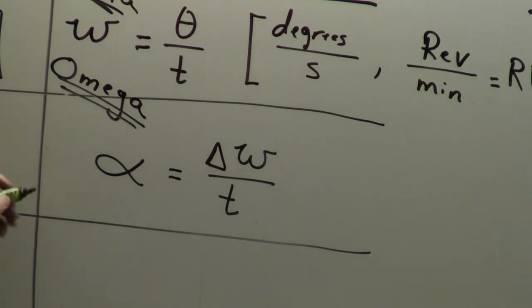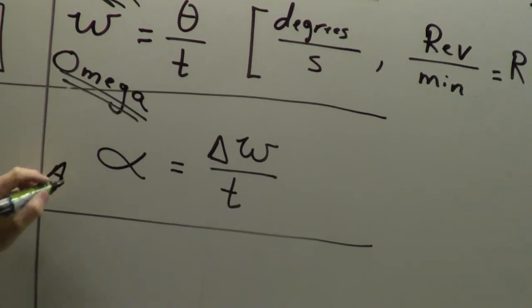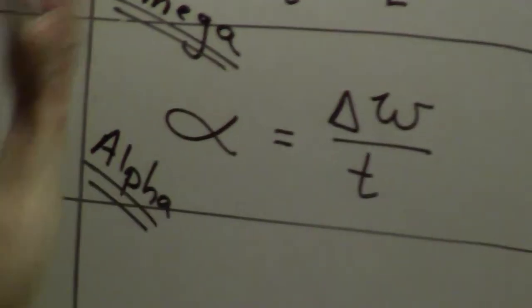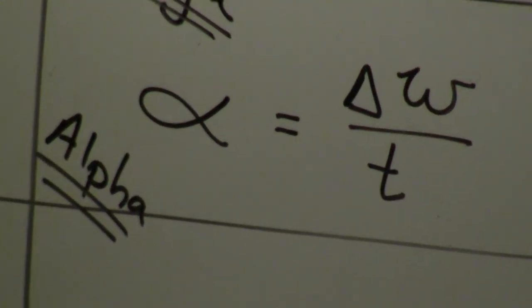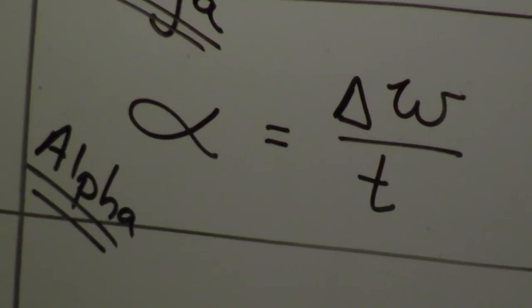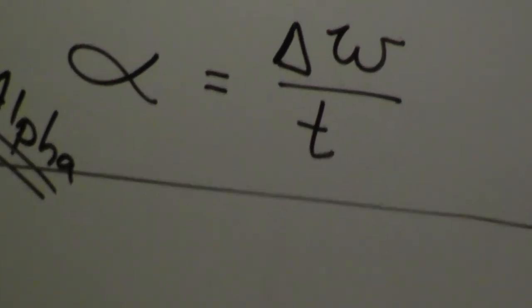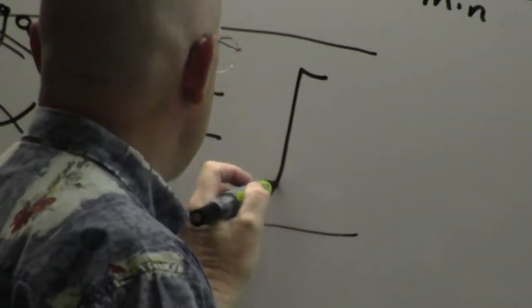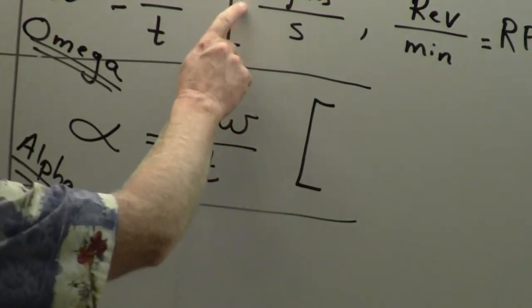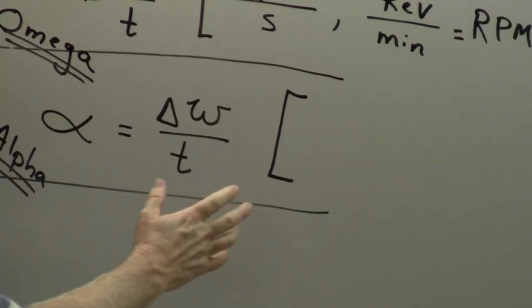And maybe again, I should spell out the word alpha. And so theta, omega, alpha, all from the Greek alphabet. But again, the concept is the same. Just now we're talking about rotation, and we've already talked about translation. And we could do the same thing with the units. We could then get degrees per second each second.